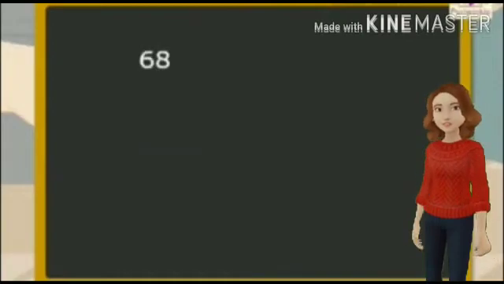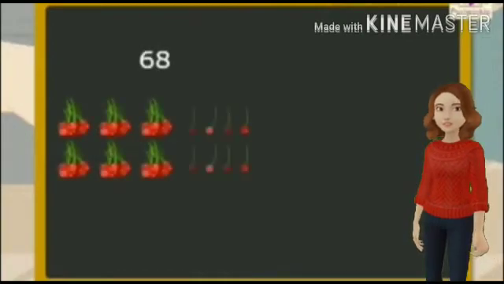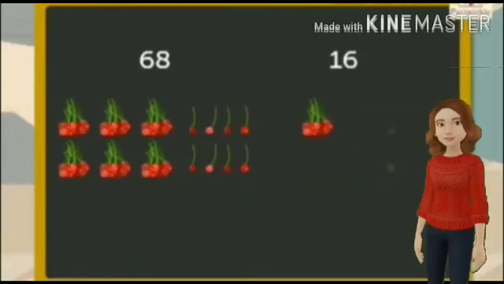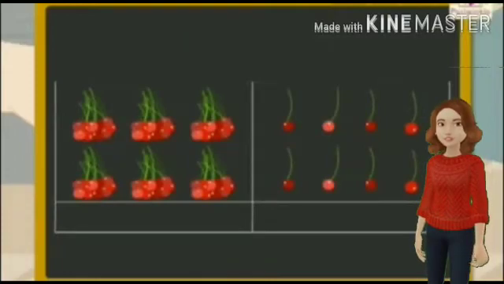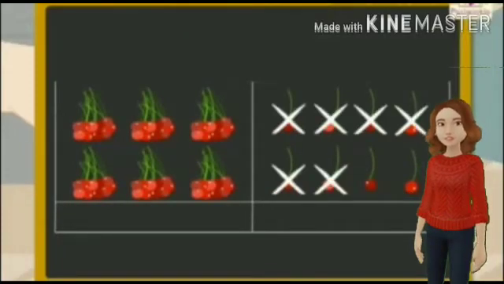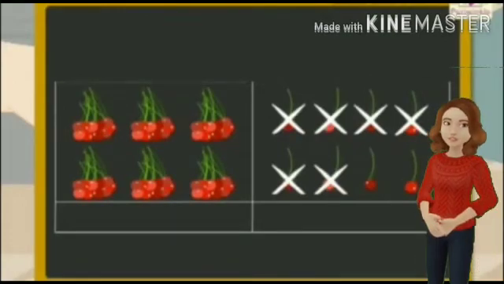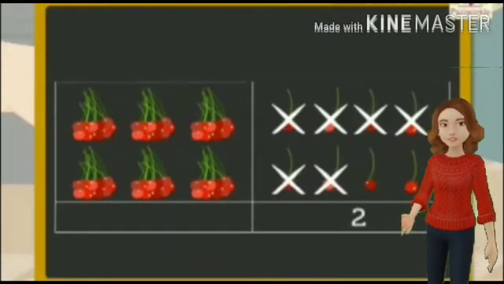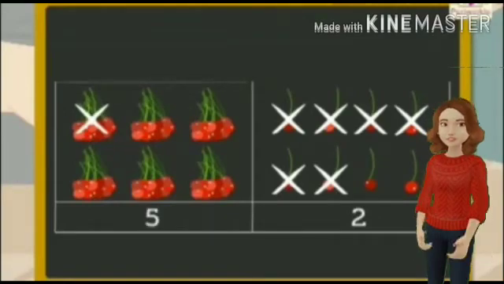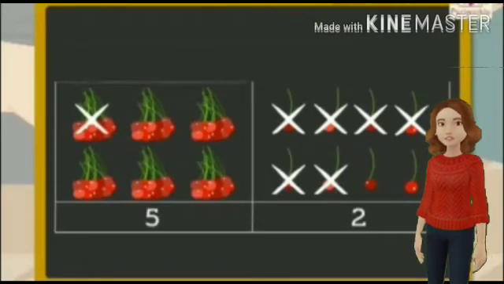68 cherries means 6 tens and 8 ones cherries, and 16 cherries means 1 ten and 6 ones cherries. To subtract, we first cancel 6 ones from 8 ones, which is equal to 2 ones, and then we cancel 1 ten from 6 tens, which is equal to 5 tens. So we get the answer as 5 tens and 2 ones.